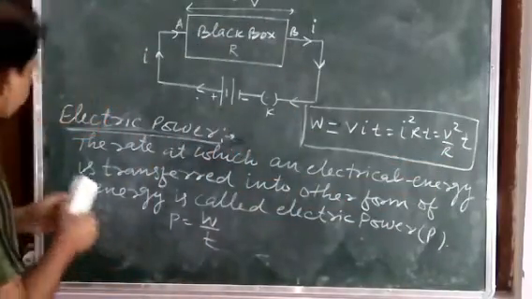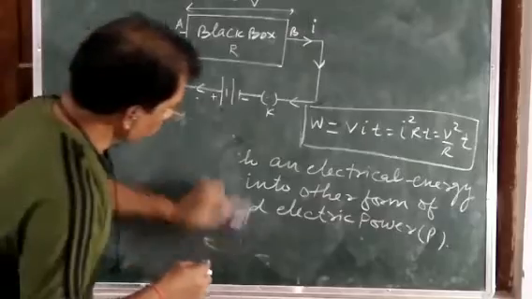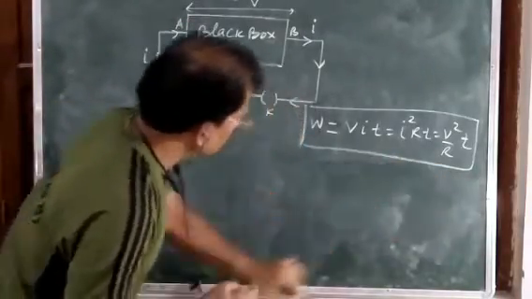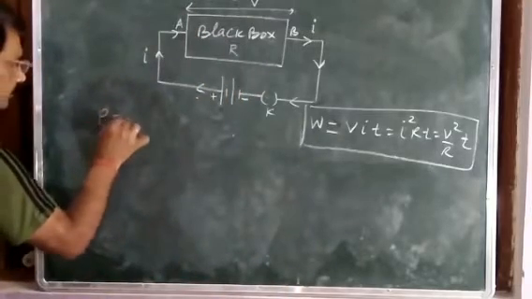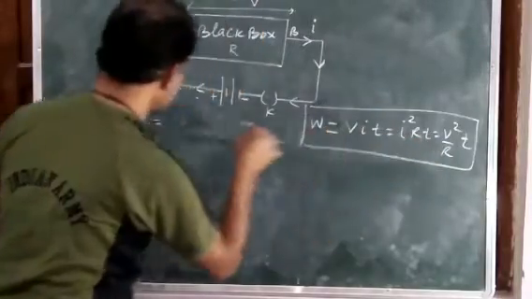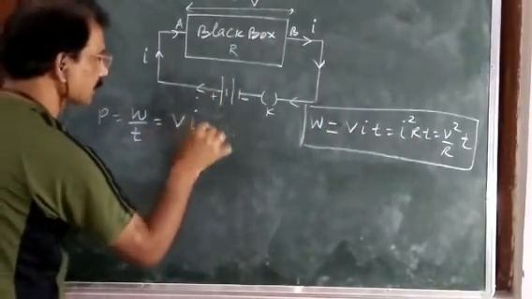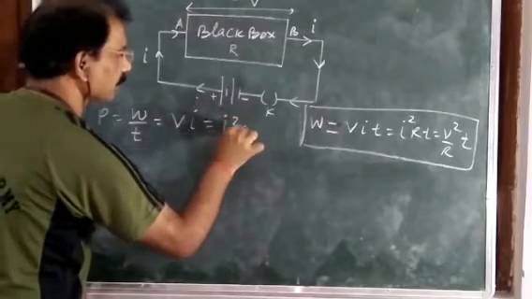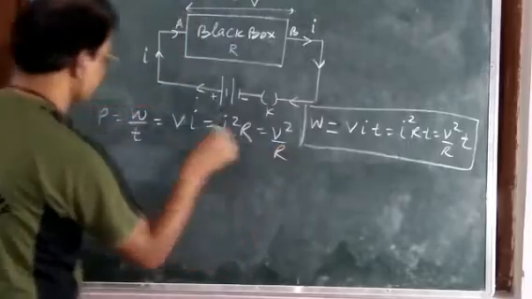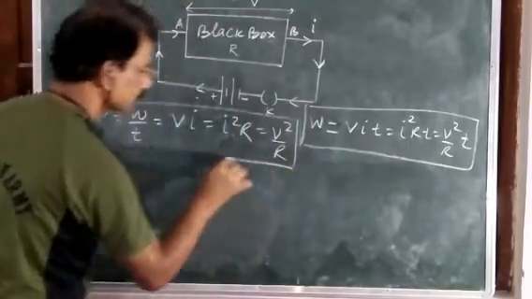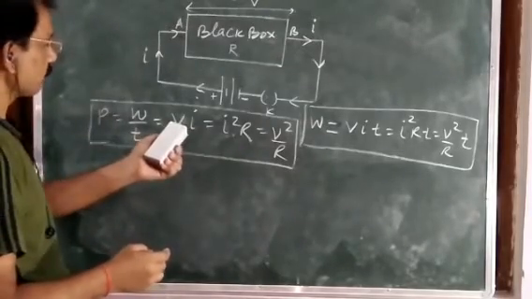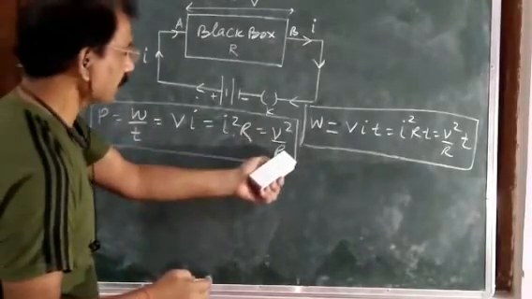So the electric power P is equal to W by T, and when you take W by T from here, we will get P is equal to VI, this is equal to I square R, this is equal to V square by R. It means the electric power can be calculated by these formulas: VI, I square R or V square by R.